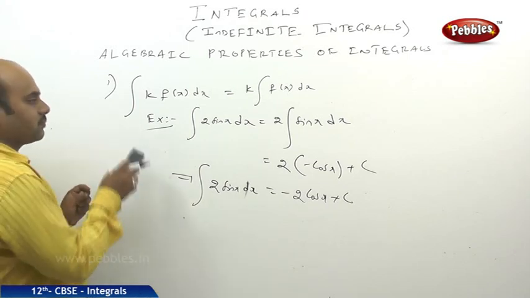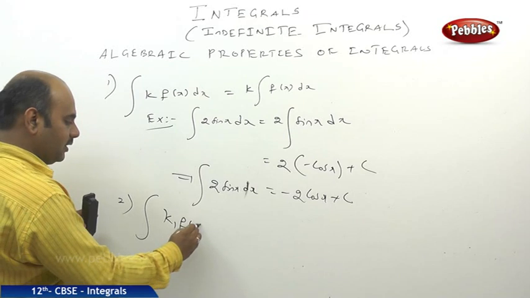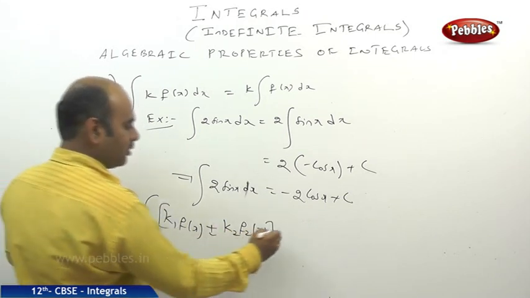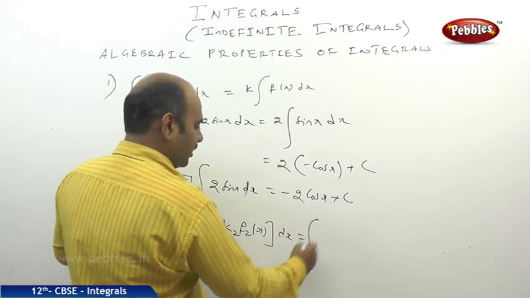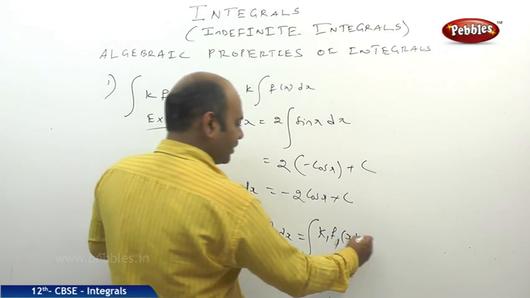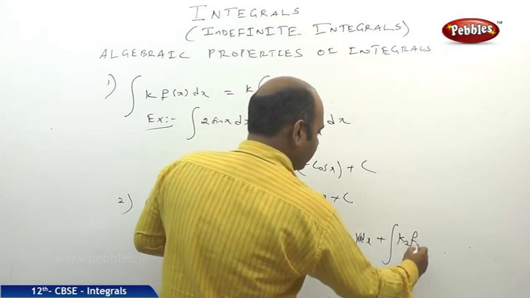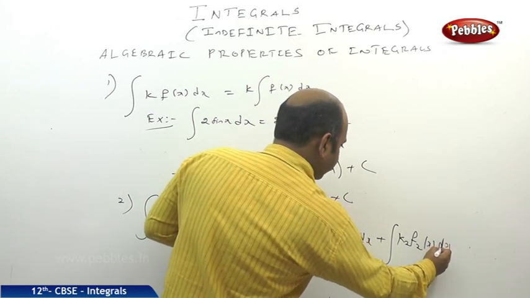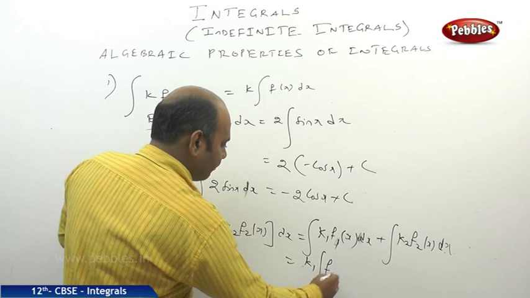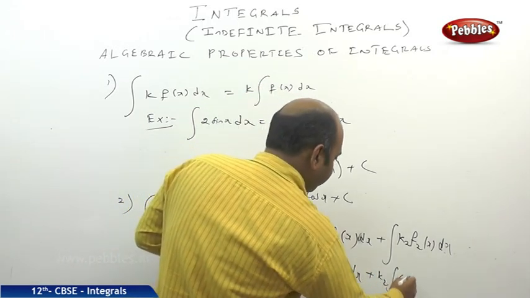Now another property is there like this. Integral of k1 into f1 of x plus or minus k2 into f2 of x dx is given to us. So how we will be writing means integral of k1 into f1 of x dx plus integral of k2 into f2 of x dx. And now I think I can apply this particular property here. So what happens here? K1 is a constant, and k1 will be coming outside, and finally there remains k1 into integral of f1 of x dx plus k2 into integral of f2 of x dx.